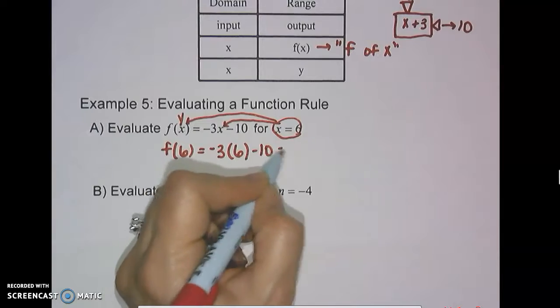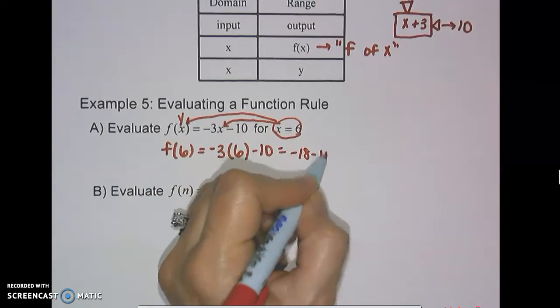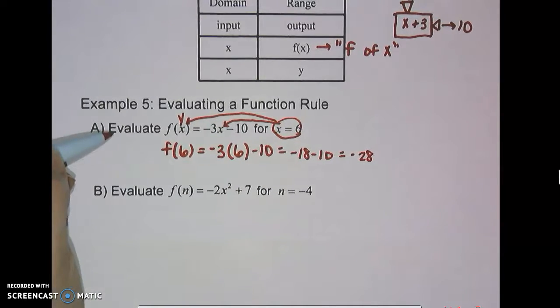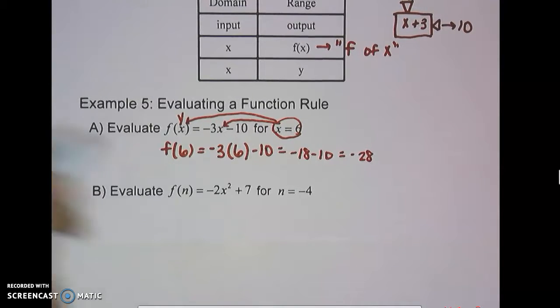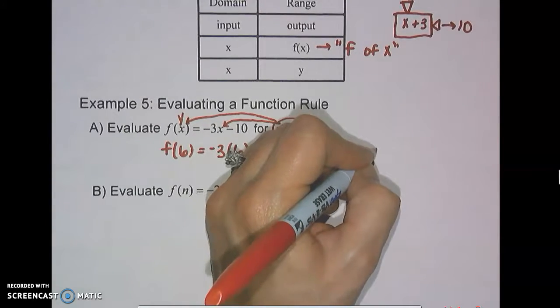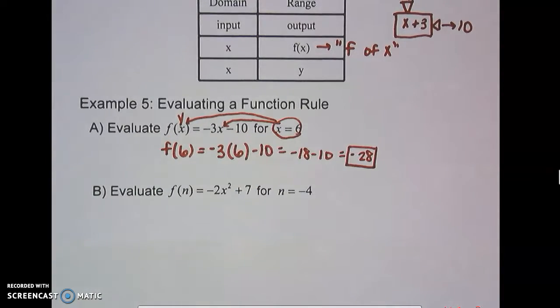So then we're going to do that calculation. Negative 3 times 6 is negative 18. And minus 10 would give us negative 28. So when we evaluate f of x equals negative 3x minus 10 for x equals 6, or when we find f of 6, we get negative 28 out as our answer. The input was 6. The output was negative 28. The domain was 6. The range is negative 28. All things that are interchangeable with each other.